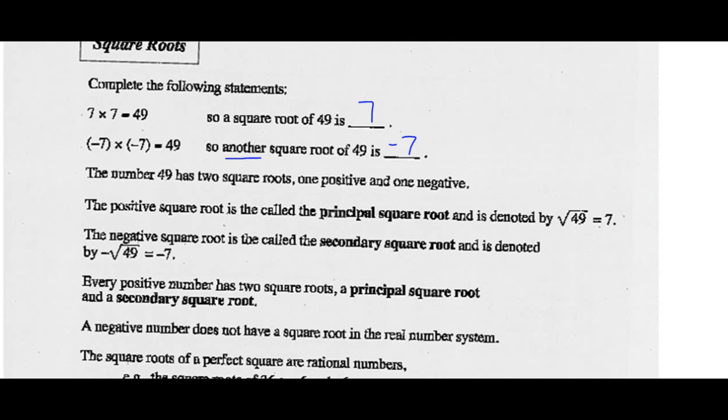The number 49 has two square roots, one positive, one negative. We call the positive square root the principal square root. So we'd say the square root of 49 is 7. The negative square root is called the secondary root, and we would say that's the negative square root of 49, which is negative 7. Note, every positive number has two square roots, a principal square root and a secondary square root.